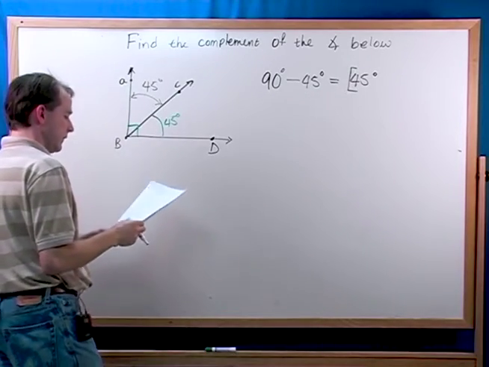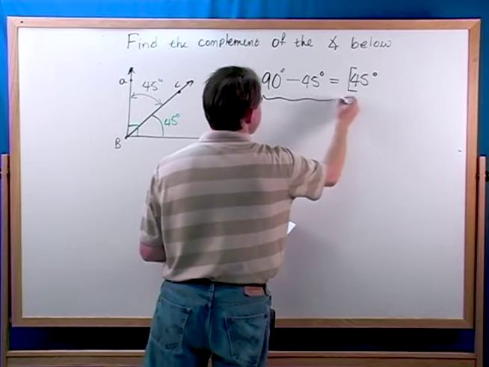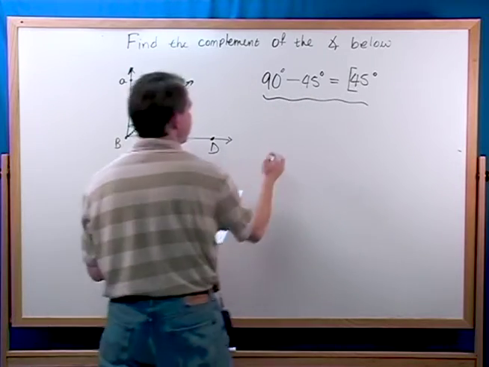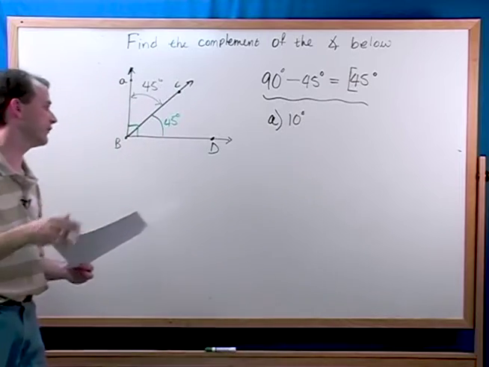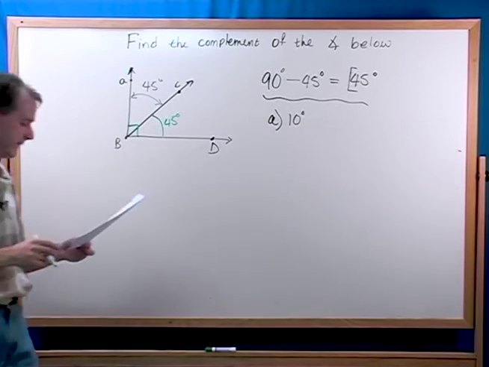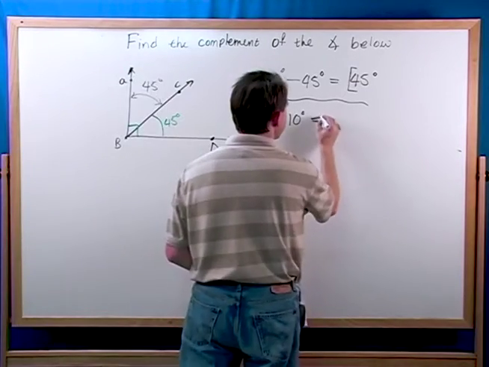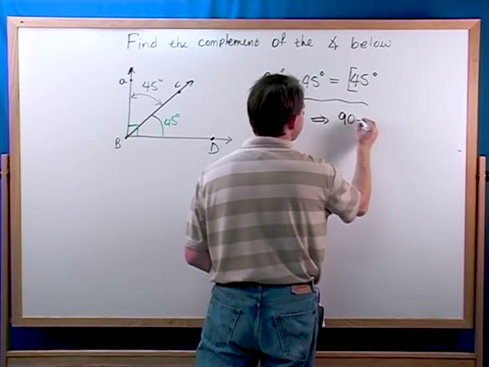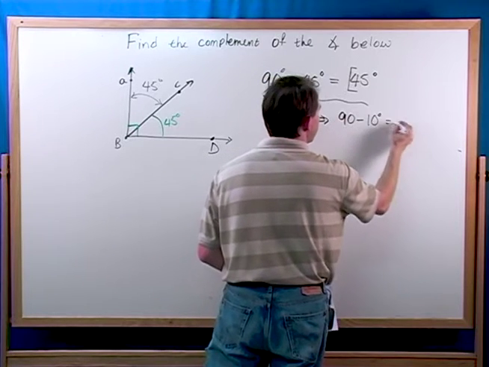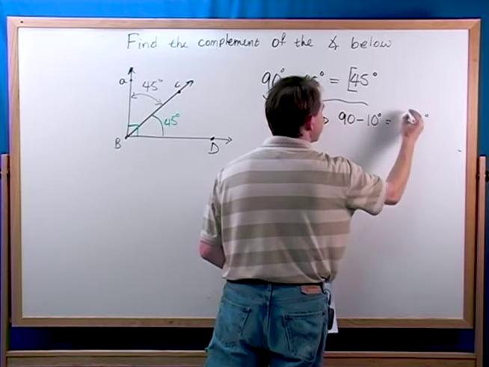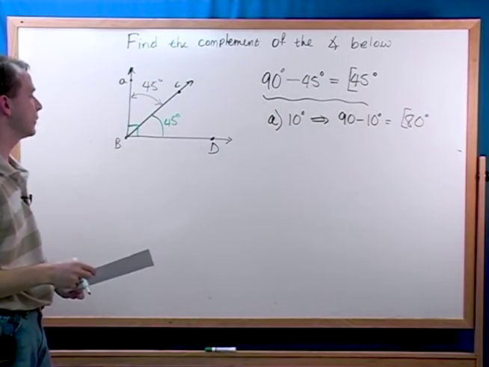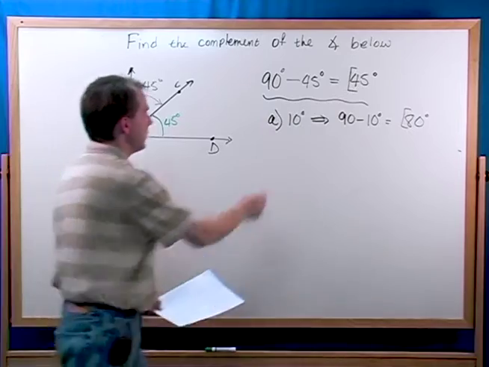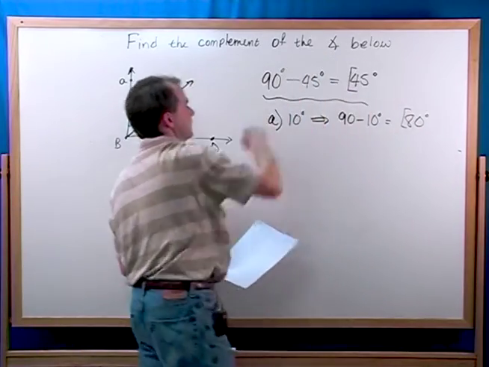Okay, so let's do another few problems. What is the complement of 10 degrees? Somebody just tells you, what's the complement of the angle 10 degrees? The way you find that out is you say, okay, I'm just going to take 90 degrees, subtract the 10 degrees from it, and so the answer is 80 degrees. 80 degrees is the complement of 10 degrees, because 10 plus 80 gives me my 90.